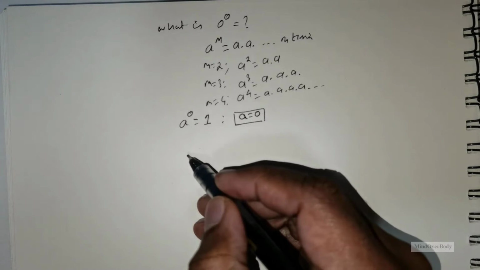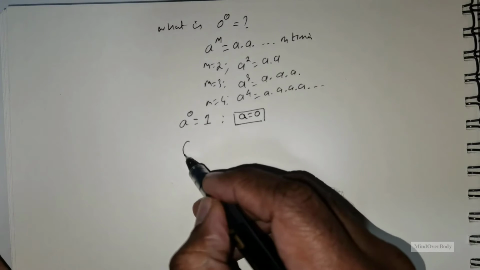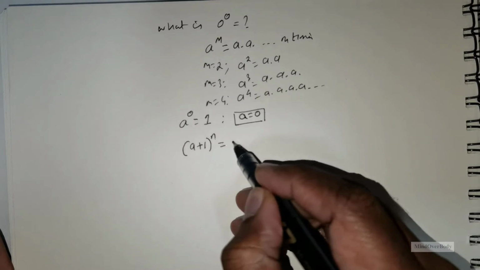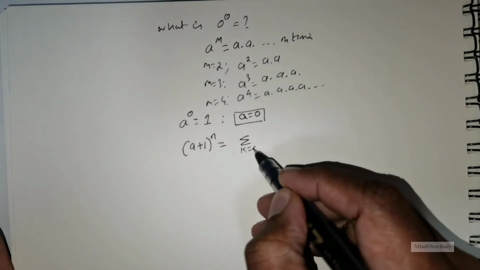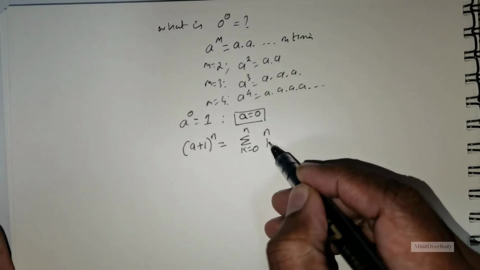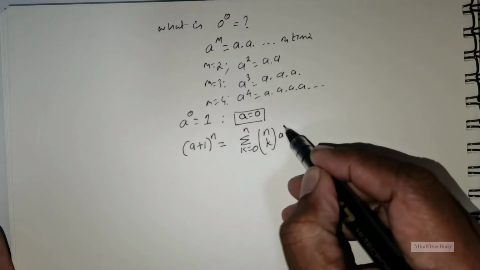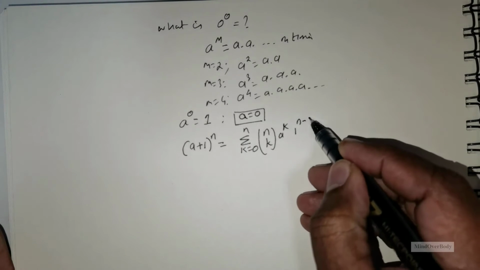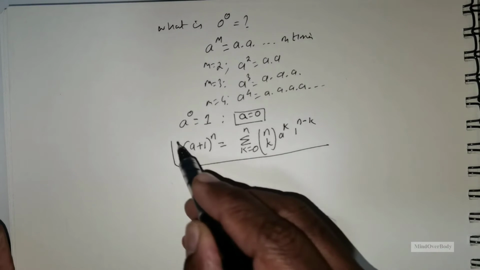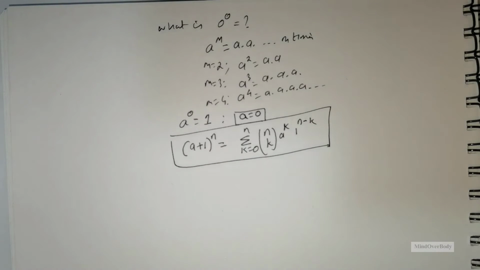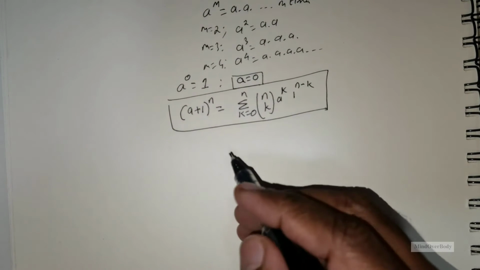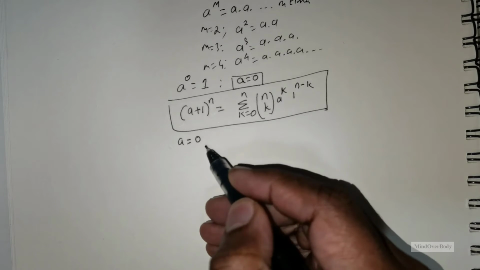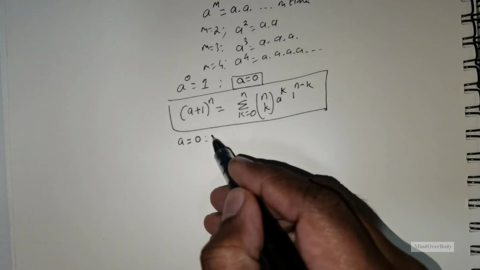Now, from binomial expansion, you would have known that (a + 1) raised to the power n is equal to the sum from k equal to 0 to n of nCk times a raised to the power k times 1 raised to the power n minus k. This is a standard formula. You would have known this. Now, the question is, what happens when a becomes equal to 0, along with n being equal to 0?